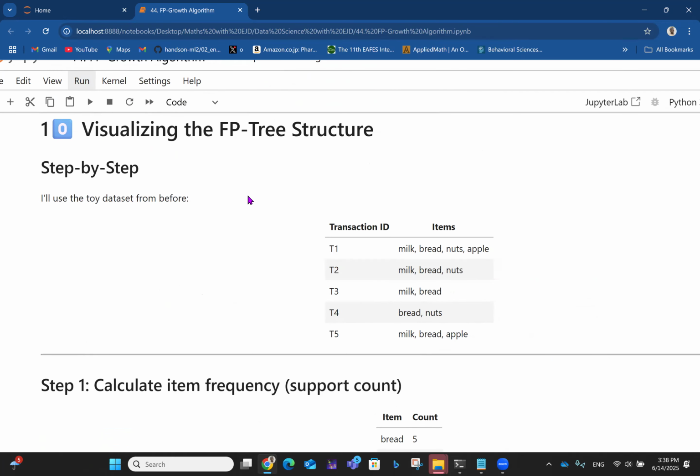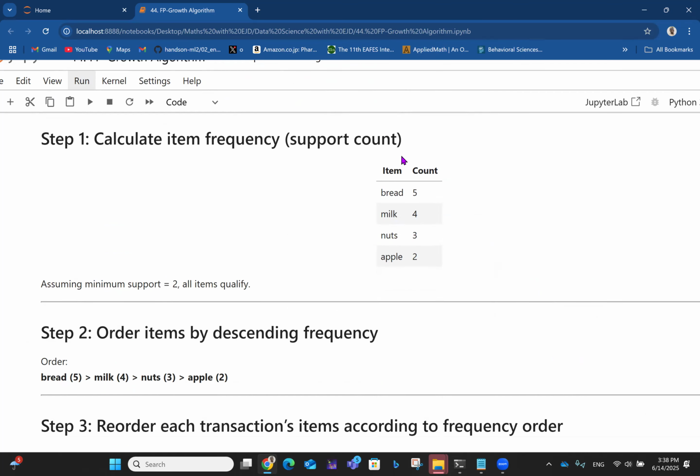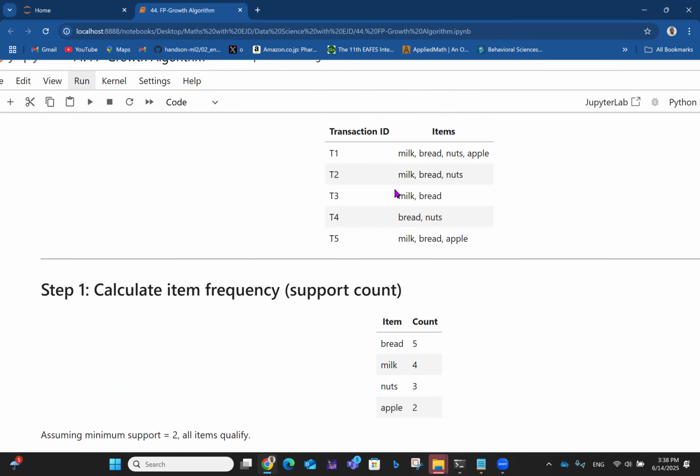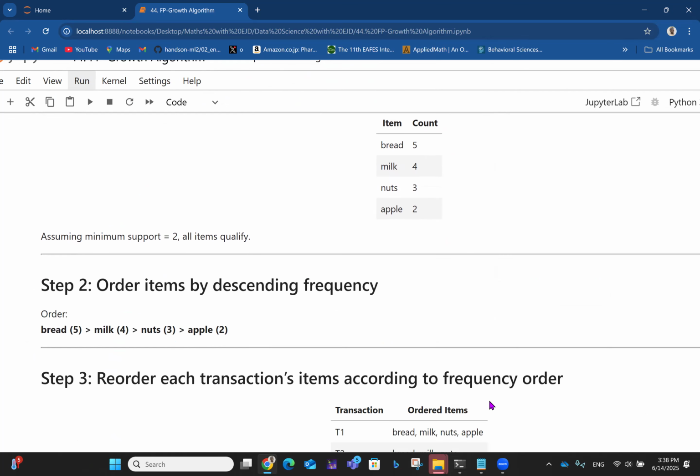So now, how do we visualize the FP tree structure? I've said it a couple of times. Step by step, we can use the toy data set like milk, bread, nuts, and apple that we've been talking about. So the first thing you want to do is calculate the item frequency. That's the support counts. So in how many of the transactions does bread appear? Bread appears five times. Milk is four times. Nuts appears three times, and apple twice. So the next thing, assuming minimum support is two, all items will qualify.